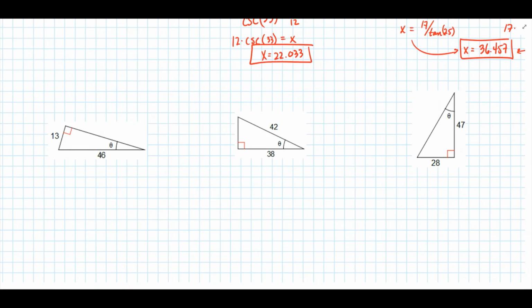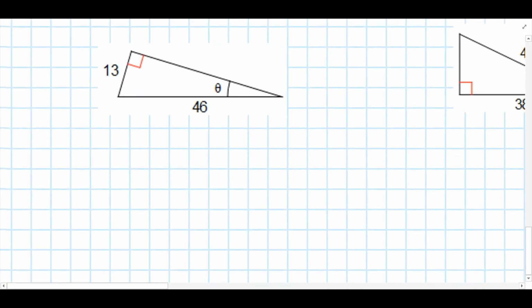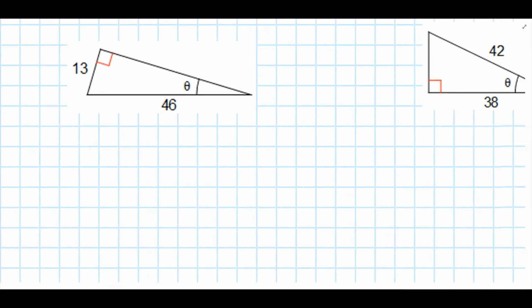In the final 3 examples, you will notice that it is an angle measure that is unknown. In this example, we can use sine or cosecant since the opposite and hypotenuse lengths are provided. I'll use sine.